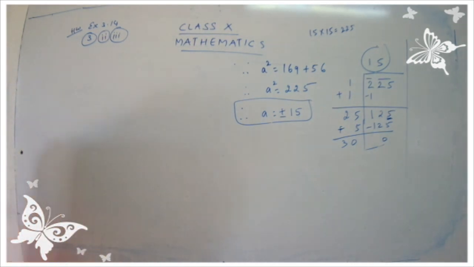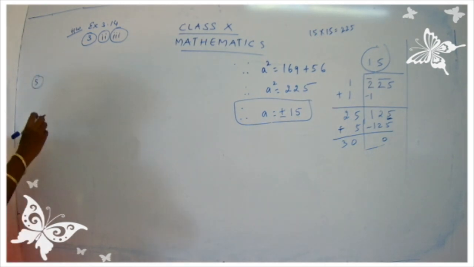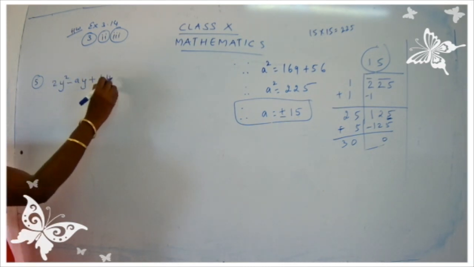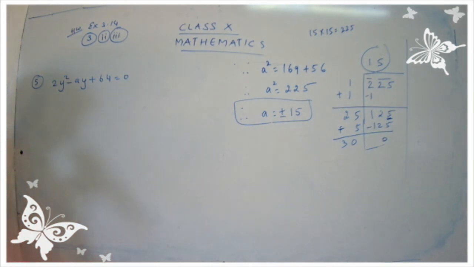Let's start sum number 5. See the question, children. You have to take down the question. If one root of the equation 2y square minus ay plus 64 is equal to 0. So what is the equation given to you? The equation is 2y square minus ay plus 64 is equal to 0. So this is the equation given to you.